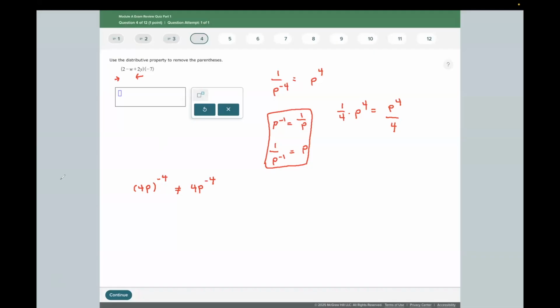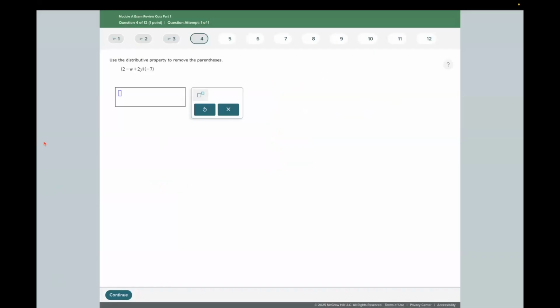Okay, so this one is distribute. We're going to distribute. Let me change the pen color. Let's do purple. So we're doing -7, and I'm just moving it around to the other side. Multiplication is commutative, so it doesn't matter which order I do it in. So -7 times 2 minus w plus 2y.